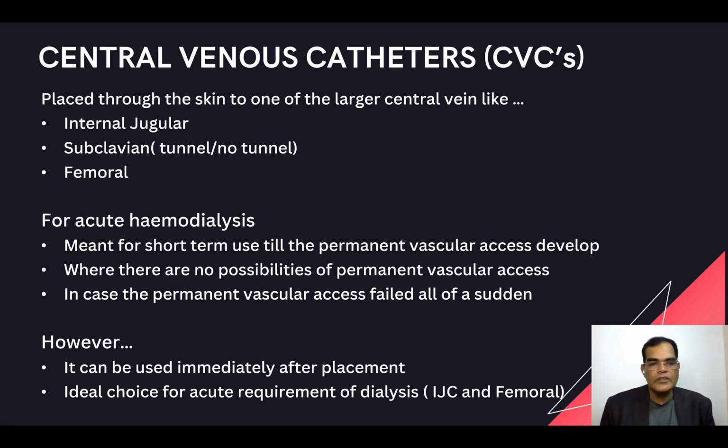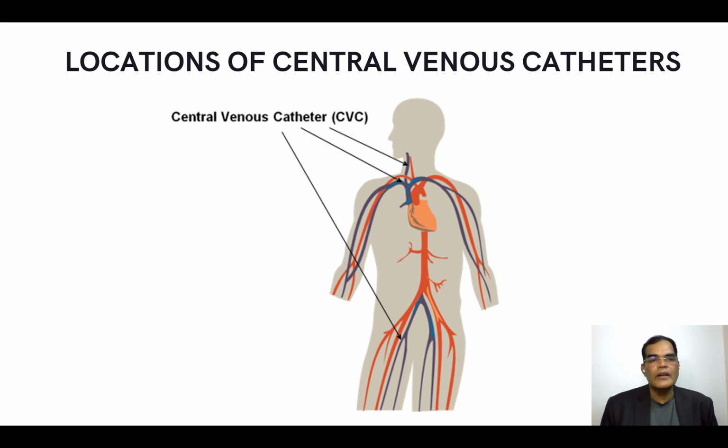However, the advantage of these catheters is that they can be used immediately after placement, and especially in acute renal failure patients or in the intensive care unit, the internal jugular catheters or femoral catheters are commonly used. That will be an advantage for them because permanent access may not be required, and if at all it is required, it takes longer time. So let's look at the various locations of central venous catheters.